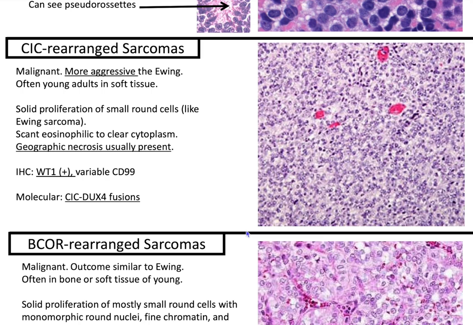CIC-rearranged sarcomas. These are malignant and more aggressive than Ewing's. They're often in young adults in soft tissue. It's also part of your small round blue cell differential. You'll have scant eosinophilic to clear cytoplasm in these small round cells, and geographic necrosis is usually present. IHC-wise, it'll be WT1 positive and variable CD99. And molecularly, you'll have your CIC-DUX4 fusion.